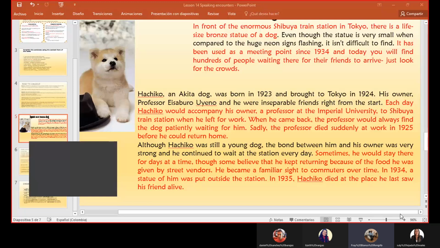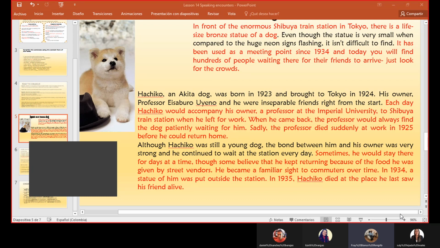Each day, Hachiko would accompany his owner, a professor at the Imperial University, to Shibuya train station when he left for work. When he came back, the professor would always find the dog patiently waiting for him. Sadly, the professor died suddenly at work in 1925 before he could return home.